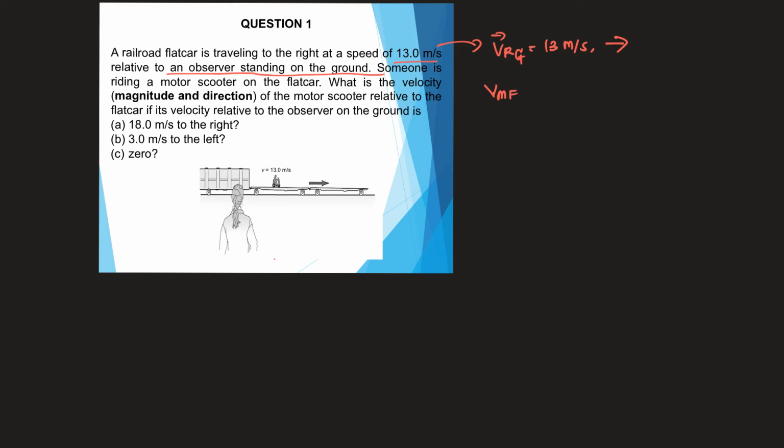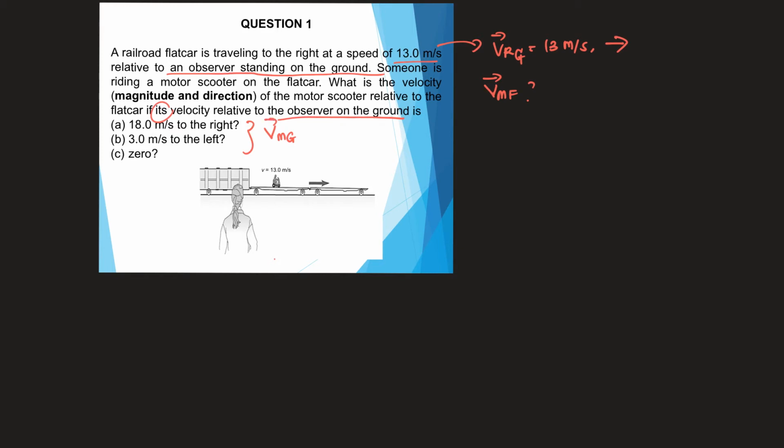So we can actually say that there's a person at the flat car watching this motor moving with what velocity. You need to find this, and the information given is the velocity of the motor relative to the observer on the ground is A, B, and C. So this is going to be the velocity of the motor relative to the ground.